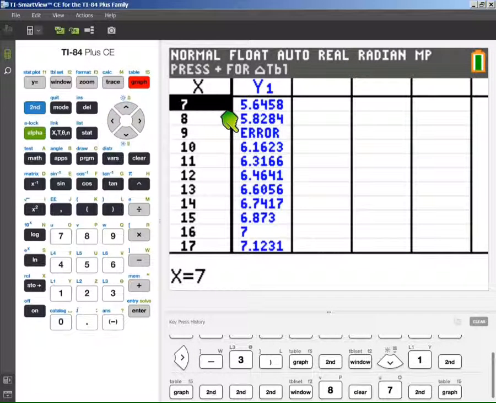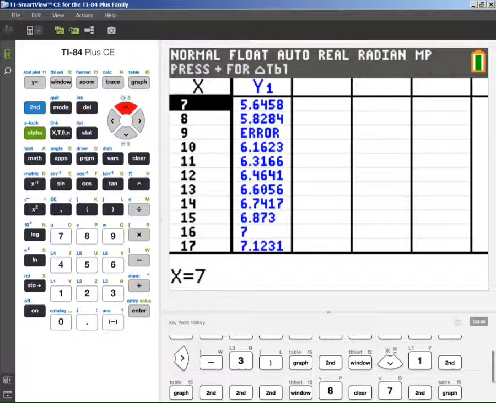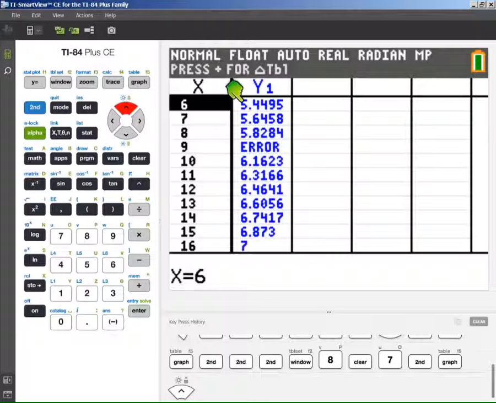But as we approach, look what happens when we plug in 9. What do we get? Error. So we know there's a hole right there. Can you see a trend? I'm going to go up one more. Can you see where these y values are approaching? What do you think it is at 9? It looks like it's 6, right? Just like the graph did.